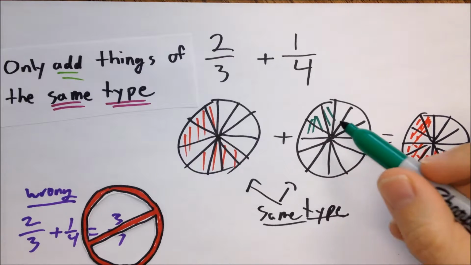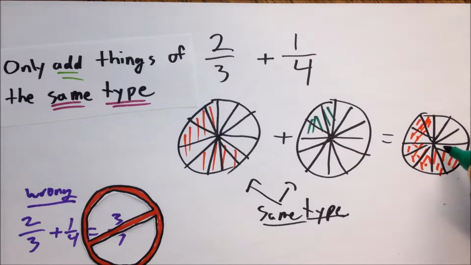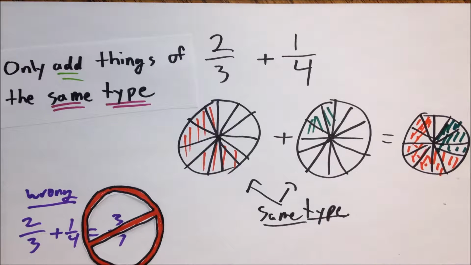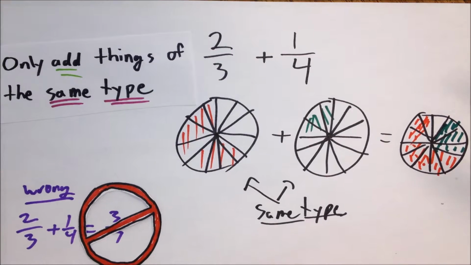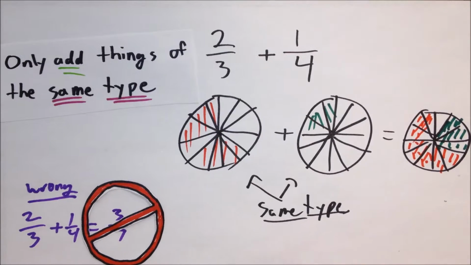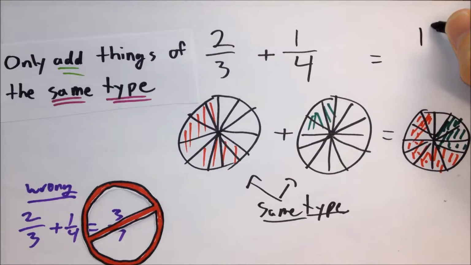Now how many do I have for my blue, or for my green? I have 1, 2, 3 of the green images. And so now you can see how many total pieces I have altogether. I have 1, 2, 3, 4, 5, 6, 7, 8, 9, 10, 11. And so my answer is that I have 11 pieces.